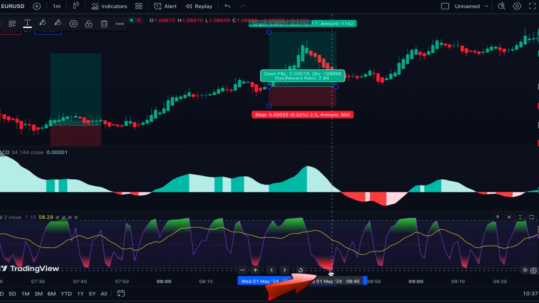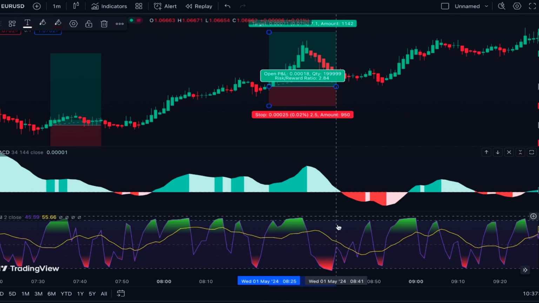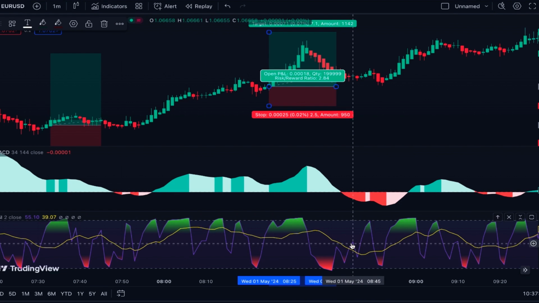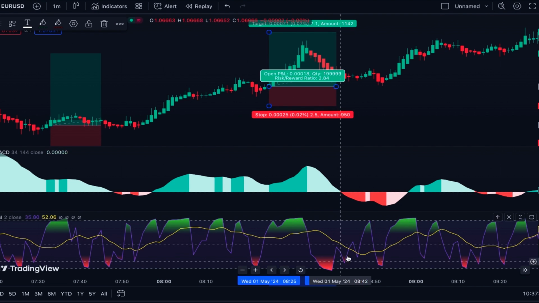Here again we have an extreme oversold reading while the MACD histogram is green, but by the time that RSI crosses above the moving average line, the MACD histogram became red. So we stop here and this signal is rejected.